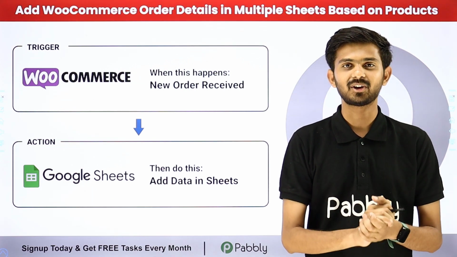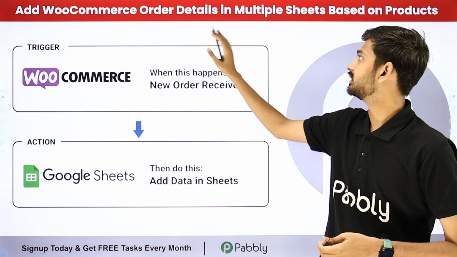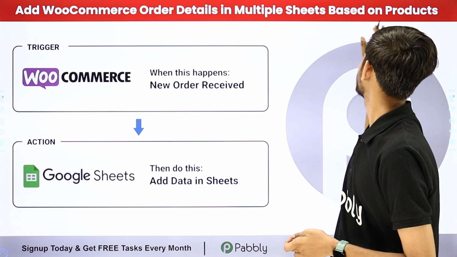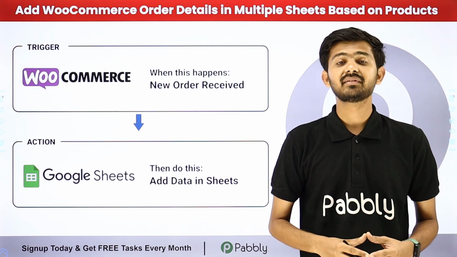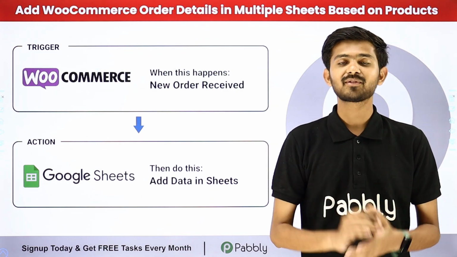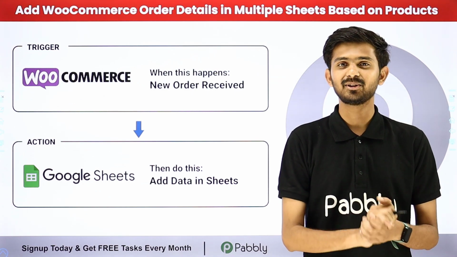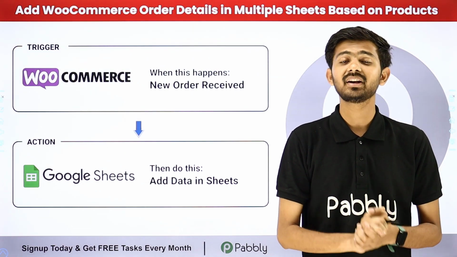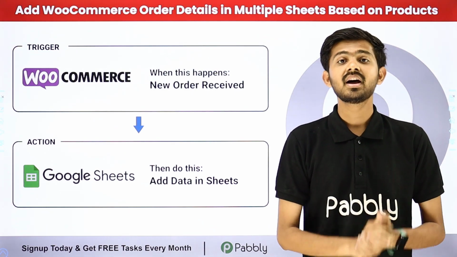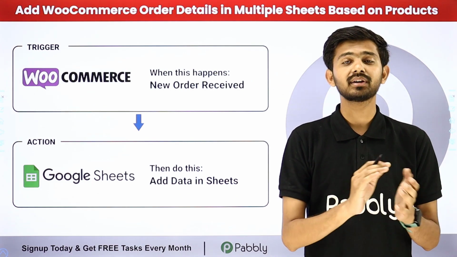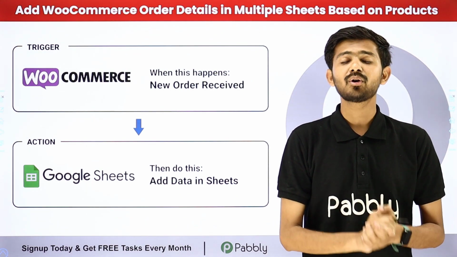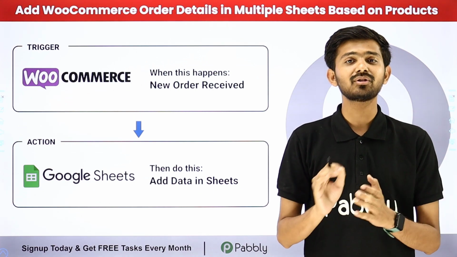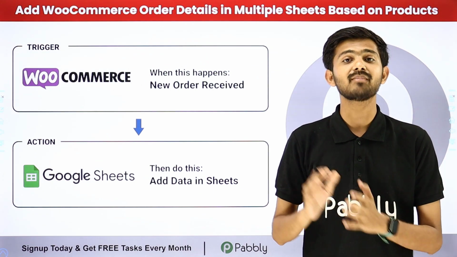Hello everyone, today our topic is how to add WooCommerce order details in multiple sheets based on products. So here my objective is that whenever I receive an order from WooCommerce, I automatically capture that order's details and retrieve the product detail from that order. Then I'm going to use this order detail and the product detail to automatically add it in my Google Sheet on the basis of my product.